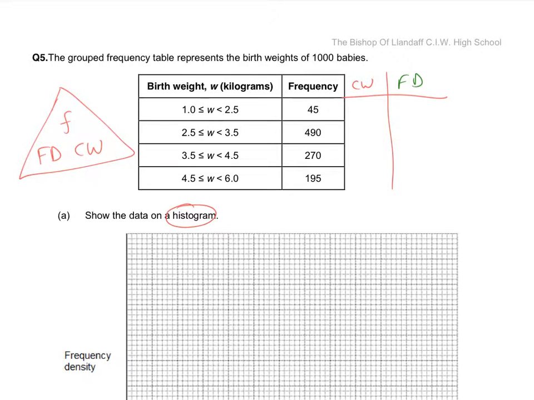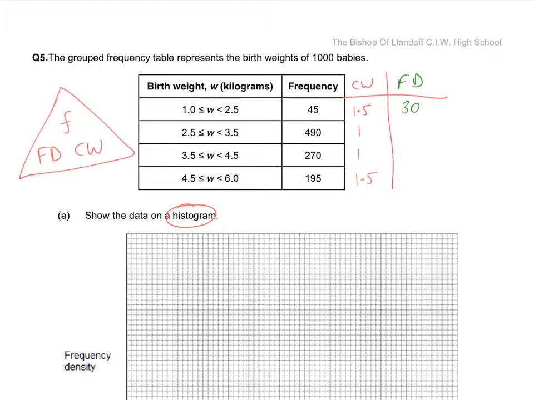So the class width we work out from doing the big number take away the small number. So 2.5 take away 1, so 1.5. This one would have been 3.5 take away 2.5, so just 1. This one would also be 1, and this one would be 1.5. So now, to work out the frequency density here, we cover that up and we'd be left with F over CW. So that means I'd need to do 45 divided by 1.5, which comes out at 30.